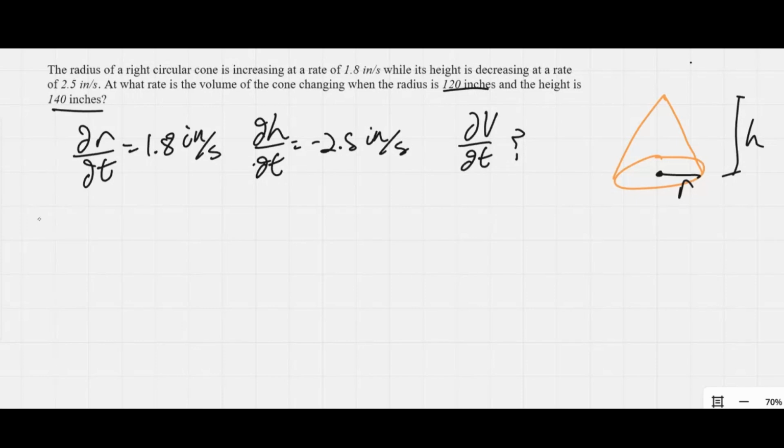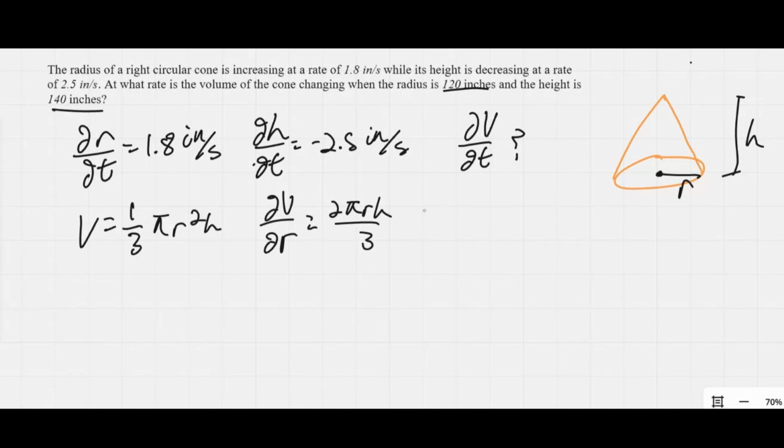All right, so with this setup, we know that we need to find our partial of v with respect to r and h. In order to do that, we need to know that the volume of a cone is 1/3 pi r squared h, right? So del v over del r is going to be 2 pi r h over 3, and then del v over del h is just going to be 1/3 pi r squared.